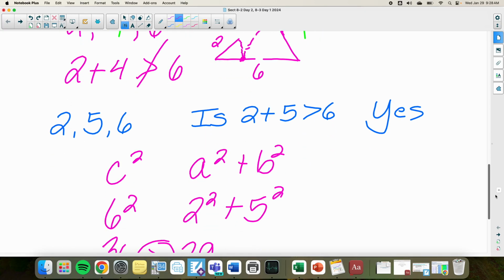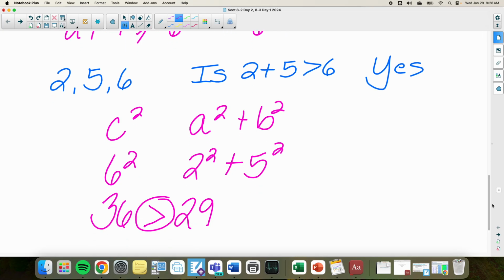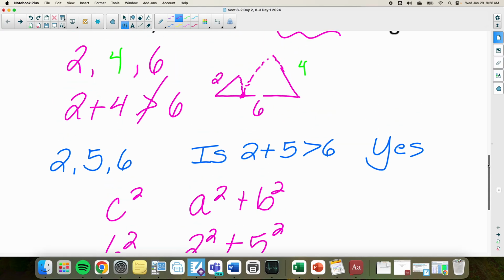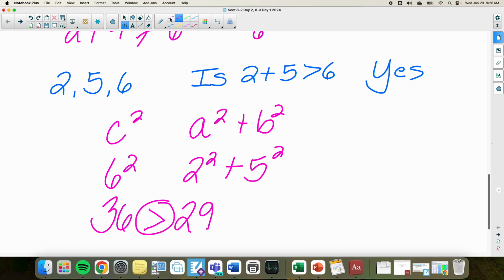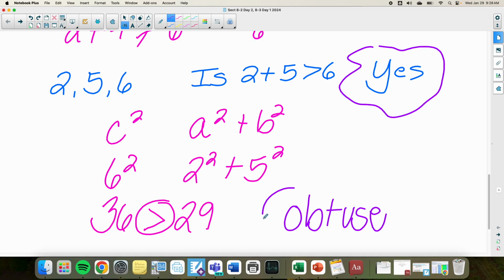If you had these two switched around, you would get everyone wrong for the acute and the obtuse triangles. C squared has to go on the left. So we had greater than, and because we have greater than, that makes it an obtuse triangle. So our answer for this one would be yes, it made a triangle. And because it made a triangle, that means you keep going with the problem. If it didn't make a triangle, you'd stop there and say no.